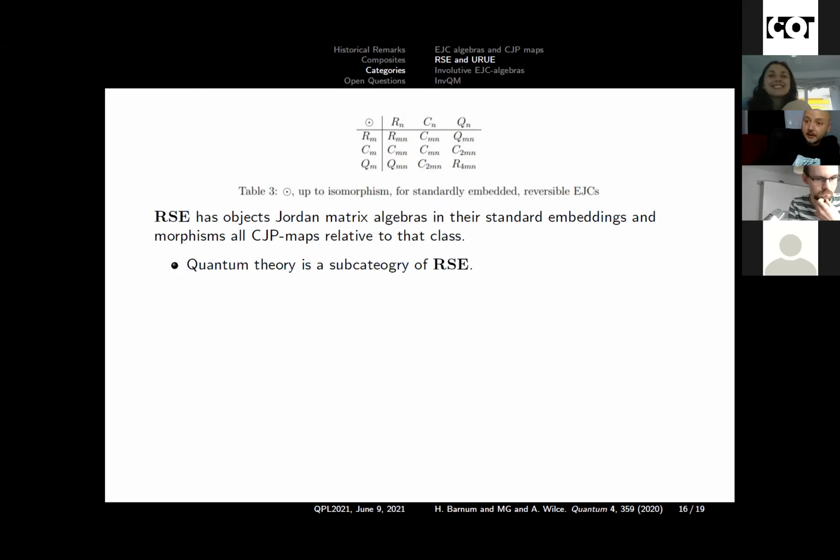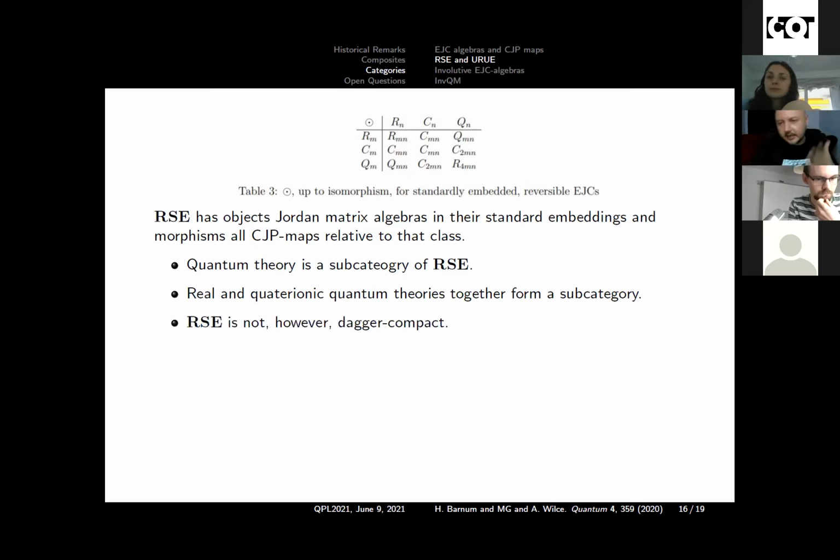So quantum theory is a subcategory. Real and quaternionic quantum theories form a subcategory. This goes back to Dyson. You have to take them together. There doesn't seem to be a sensible way of isolating quaternionic quantum theory and forming reasonable composites therein, so they sort of have to peacefully coexist together. As I said, this is not dagger compact.